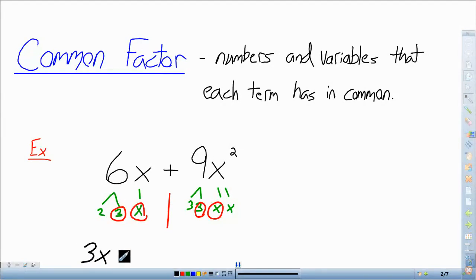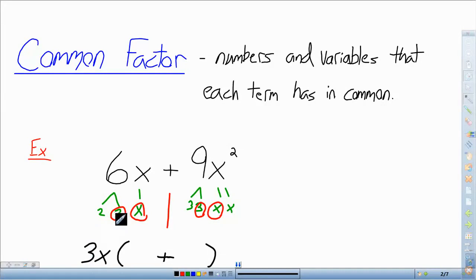After we figure out what that common factor is, the way I think of it is that we're taking a 3x out of both of these terms. We're factoring it out of both of them. We need to write what's left over after we take a 3x out of both of the terms, and the way we show that is in parentheses. We need to show what's left of the 6x and then what's left of the 9x squared. This plus sign is going to stay in the center. Sometimes I like to write that first.